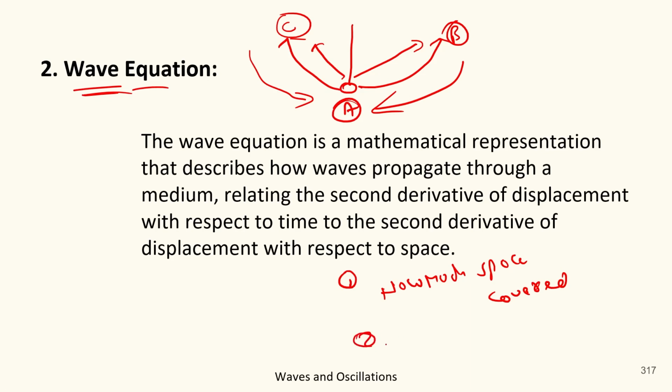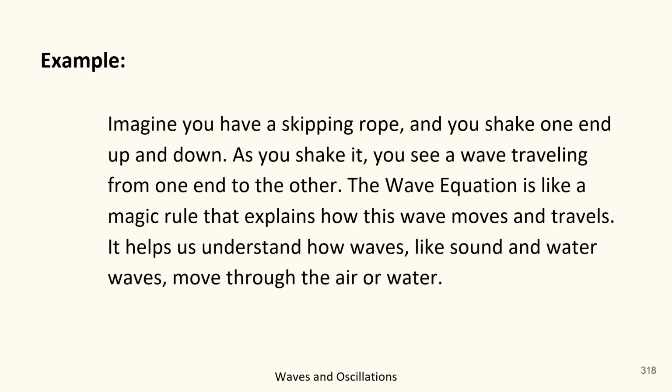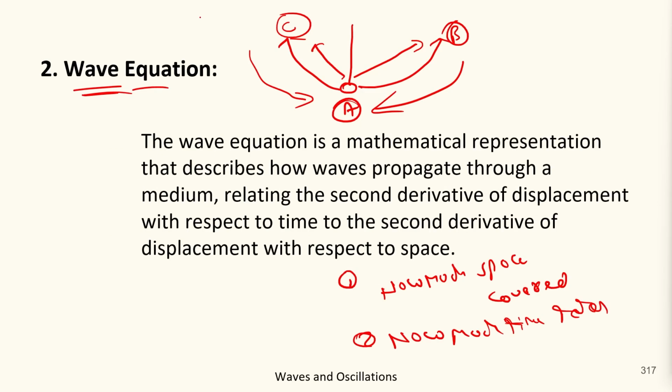Second is how much time is taken. How much time is taken going from A to B and coming from B to A, then going from A to C and coming from C to A. This is all represented by the wave equation. Got it? For example, imagine you have a skipping rope and you shake one end up and down. As you shake it, you see a wave traveling from one end to the other. So this is all represented by the wave equation.